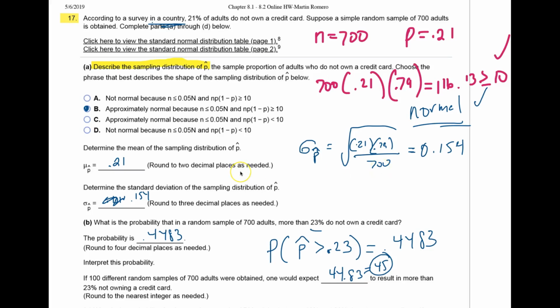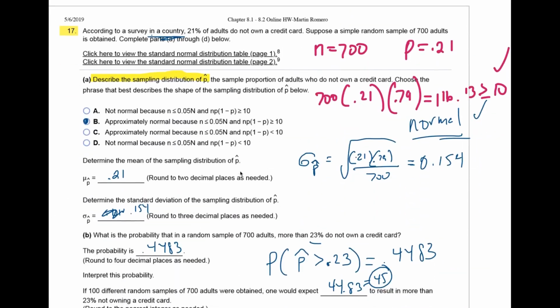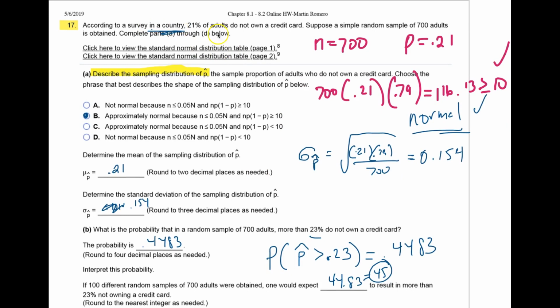Let's look at problem 8.2.18. Which one is this now? 18. And so we're going to apply sampling distribution proportions to this context here.